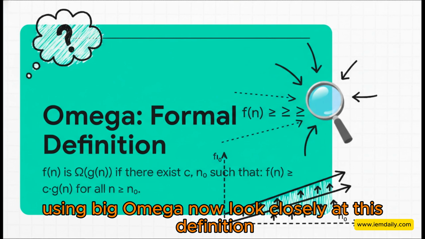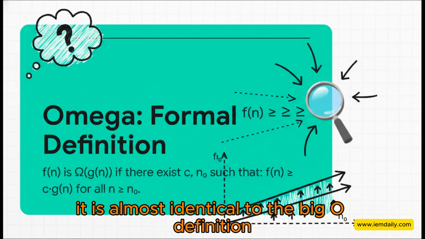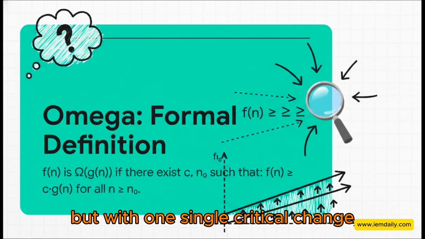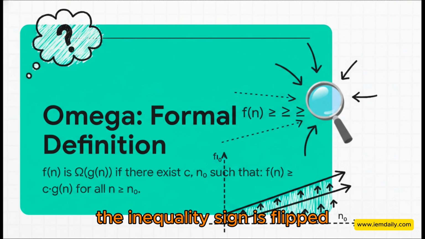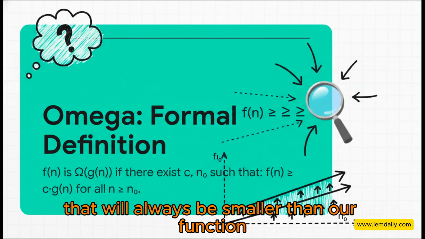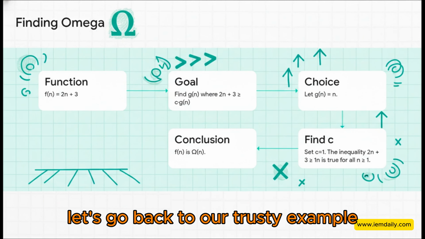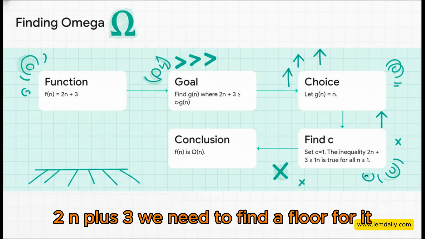Now look closely at this definition. Does it look familiar? It should. It is almost identical to the big O definition, but with one single critical change. The inequality sign is flipped. Now we're looking for a g of n that will always be smaller than our function. We're finding a floor. Let's go back to our trusty example, 2n plus 3.